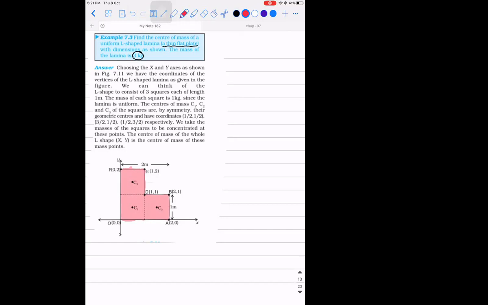So this lamina, what we can do is, we can assume that the mass is uniformly distributed. Uniformly distributed in the sense, if you take the first portion alone, the topmost portion, then the mass of this portion will be 1 kilogram. Similarly, the mass of this portion will also be 1 kilogram, and mass of the third portion will also be 1 kilogram, such that all the mass put together will give you a total mass of 3 kilogram. Okay, that is what is going to happen.